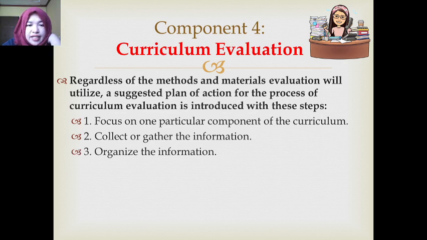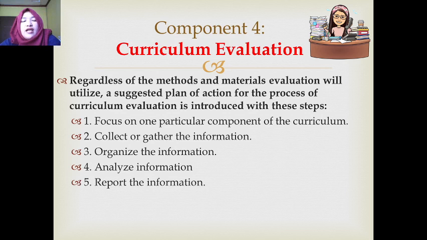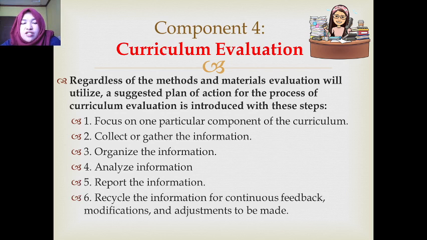Number 3, organize the information. Analyze information. Report the information. Recycle the information for continuous feedback, modifications, and adjustments to be made. Kasi, minsan, di ba sabi ko, 80%, kung makakakuha, after the evaluation, di ba, mag-check ka, analyze mo siya. Kapag na-analyze mo siya, meron kang lalagyan doon na parang data analysis, no? Makikita mo doon kung ilang percentage ng mga bata ang nakakuha ng 80%.